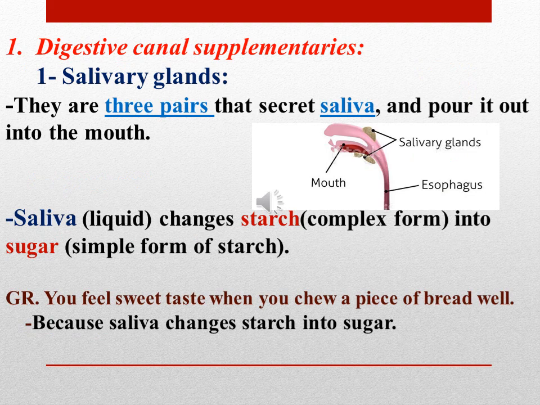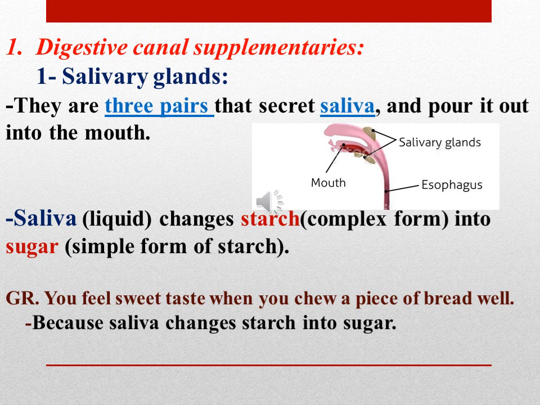Now we will talk about digestive canal supplementaries. As we said before, supplementaries means they help the digestive system, assist it, to digest the food and get the benefits from it. First one is the salivary glands. They are 3 pairs of glands. They secrete saliva and pour it into our mouth.